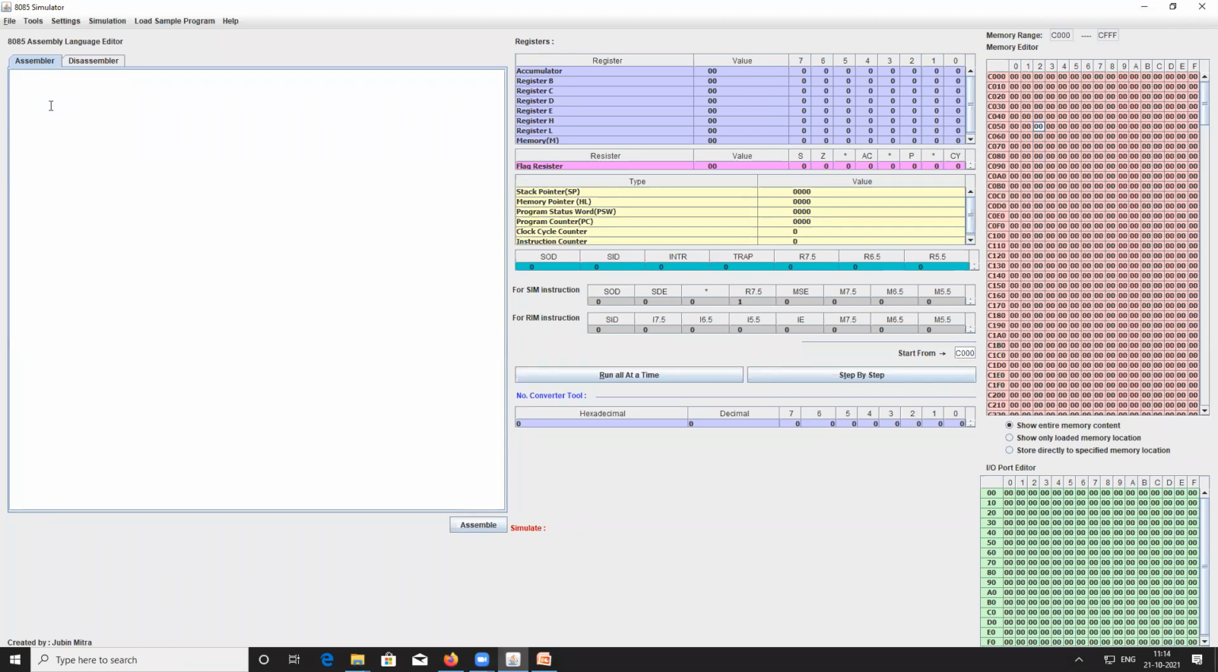We have only two practicals for the 8085. First is addition and subtraction of two 8-bit numbers. After that, addition and subtraction of two 16-bit numbers. First we will go to the PPT, then we come to the software.